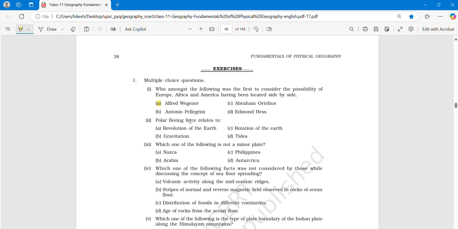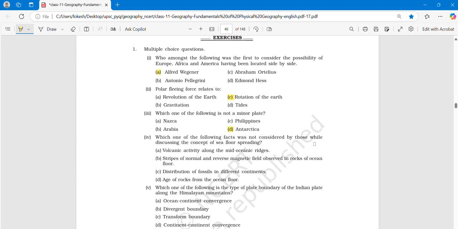I think polar fleeing force relates to rotation. So it is not a minor plate. Antarctica is not a minor plate.